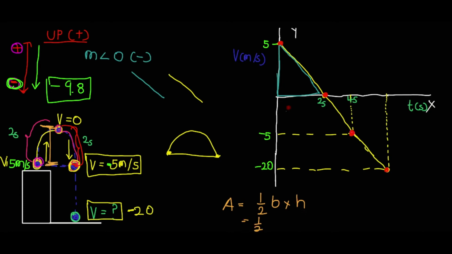Our base is this one, so from here to here is 2, so it is over 2, and then this is the height, over 5, so we can find this displacement. So that is the information that is important that you must know.